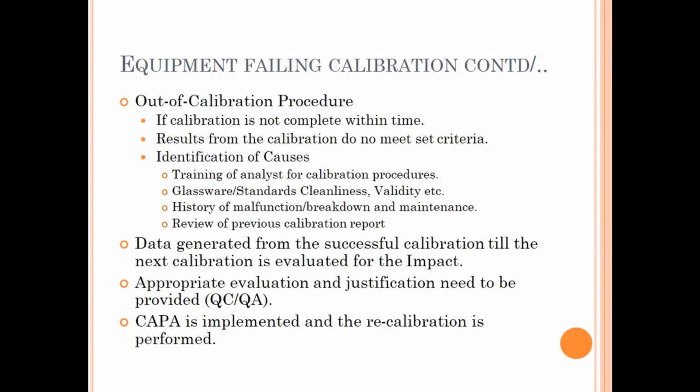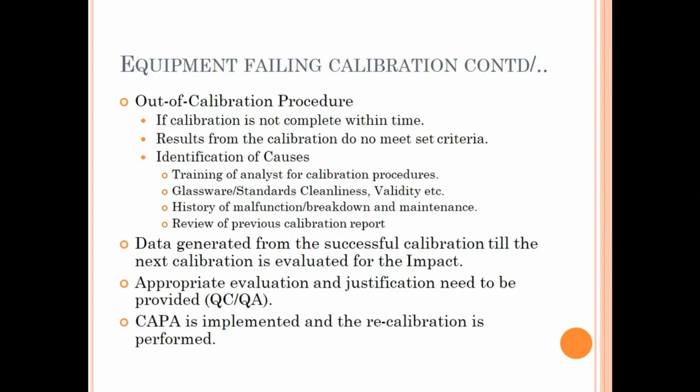The out of calibration procedure. Normally a piece of equipment is said to fail calibration if the calibration is not completed within a specified time frame, or if the results from the calibration do not meet the set criteria. It highlights the need to identify the causes for the failed calibration. Corrective action could include things like retraining the analyst on the calibration procedure, looking at the cleanliness of the glassware or the validity of the standards, the external standards used as part of that calibration.